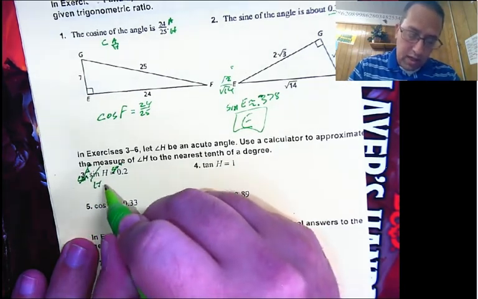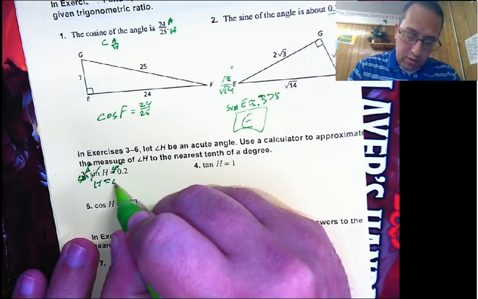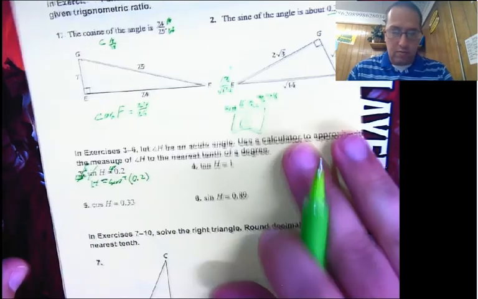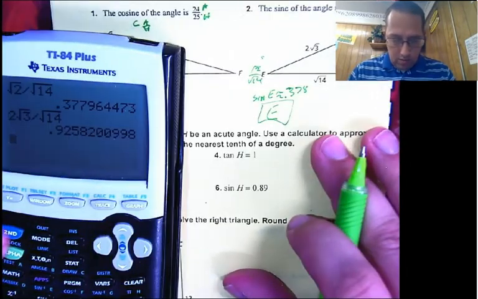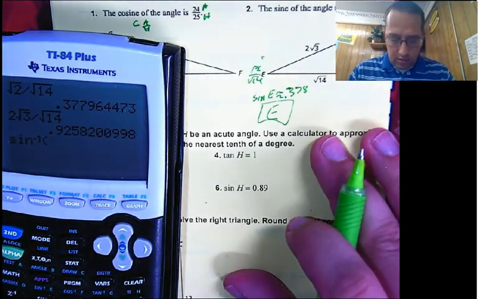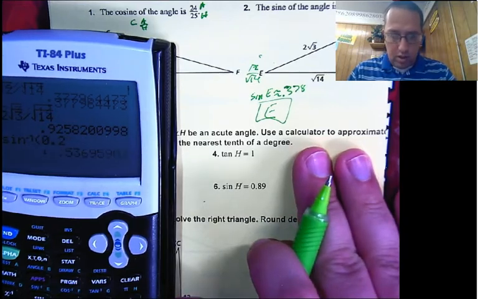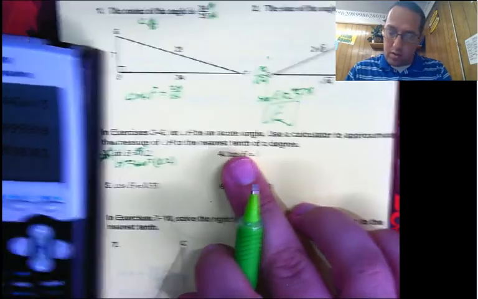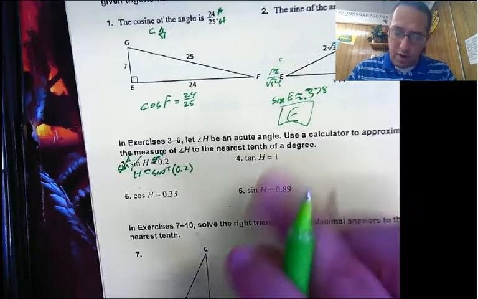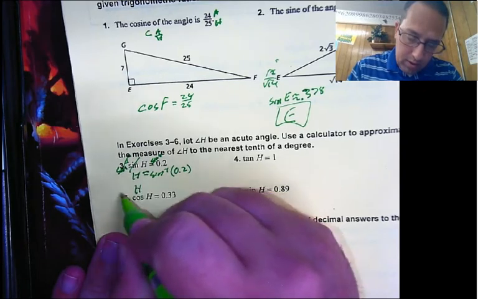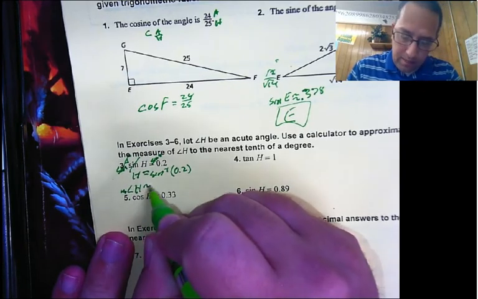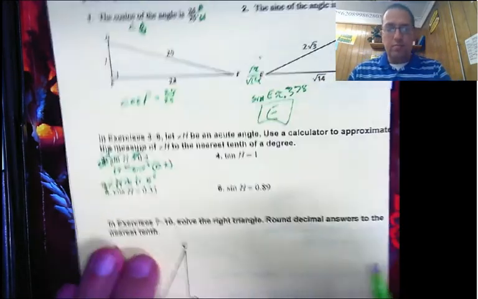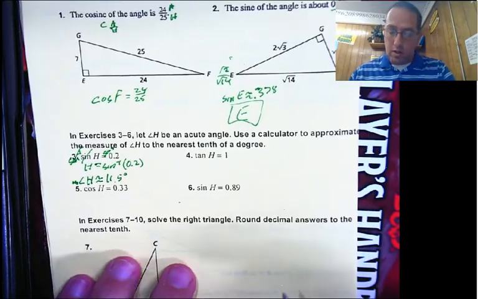So we're just left with h is equal to the sine inverse of 0.2. So that's what we're going to type into our calculator here. We have sine inverse of 0.2, and we end up with 11.536. So we want this to the nearest tenth of a degree, so 11.5. So the measure of angle h is approximately 11.5 degrees. All right? Pretty simple stuff, really.